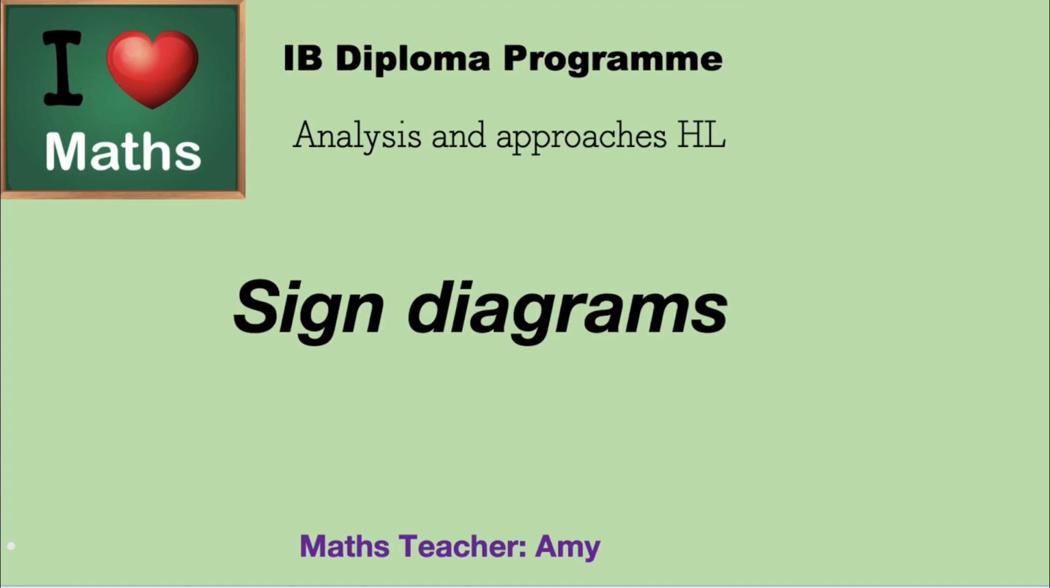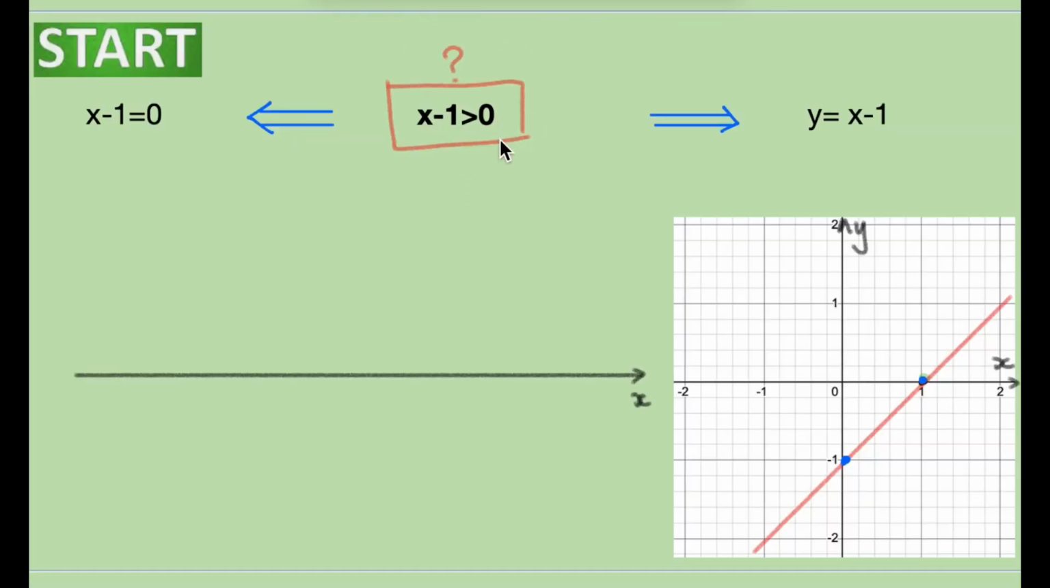Let's get started. First, let's look at this linear inequality, x minus 1 greater than 0. How did we solve it previously? First, we are going to convert the inequality to an equal sign, get the solution of this linear equation, which is x equal to 1, and then label this number 1 on the number line.